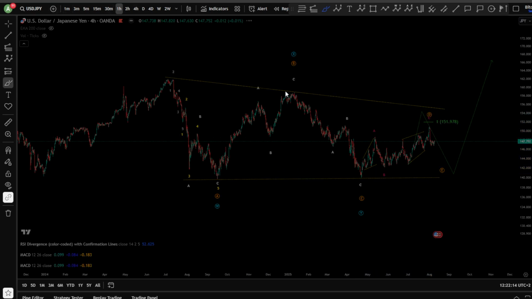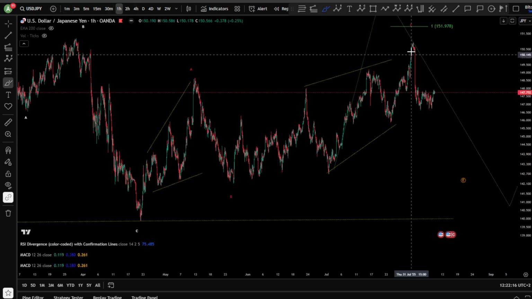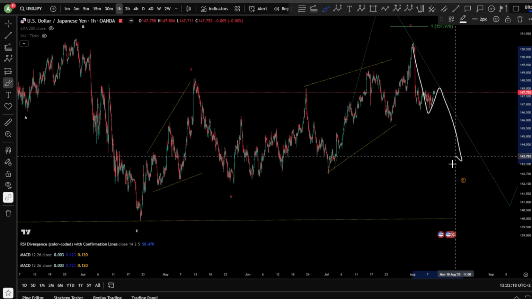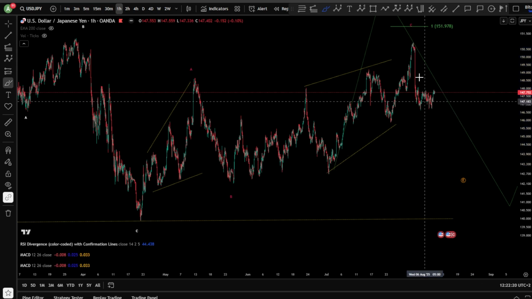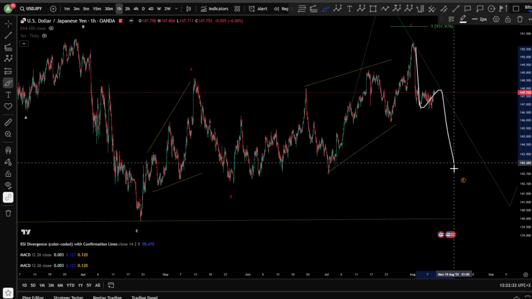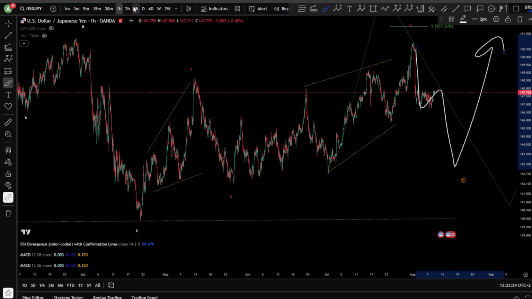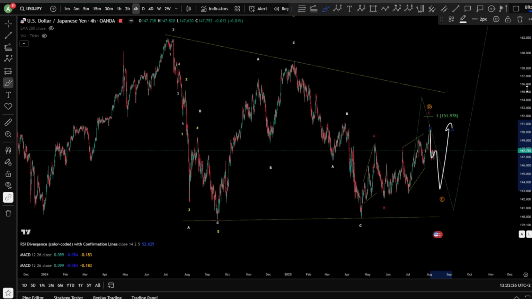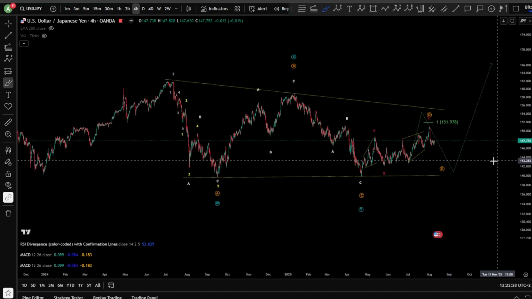Of course, this drop might be, of course, the start of another wave A, B, and a C for the wave E. And once you finish, of course, the wave E here, you might see, of course, a very massive move toward the upside for the USD against the JPY.